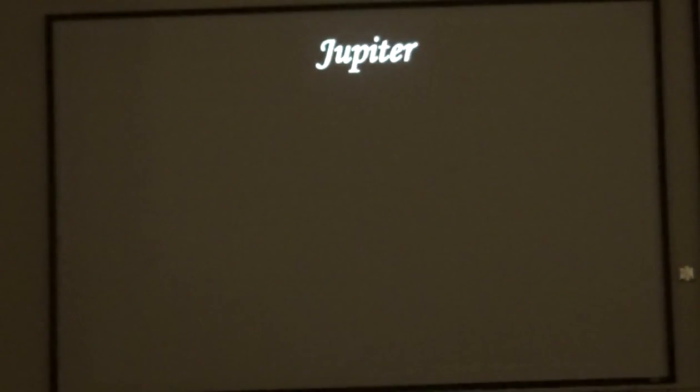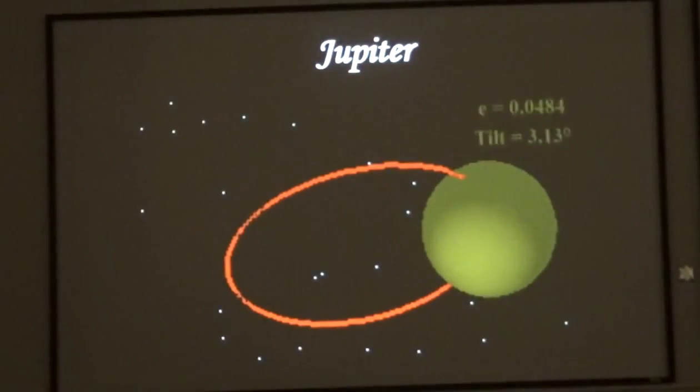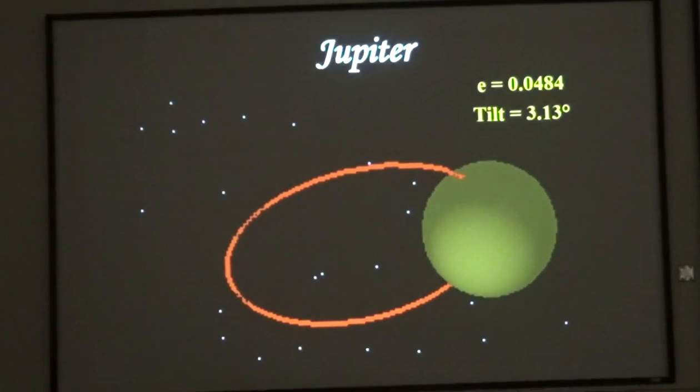So looking at Jupiter, there again, it's got an eccentricity of 0.04 something, which is more eccentric than Earth, but with a tilt of only 3 degrees, that's virtually negligible. So the one-sided wave is the one that dominates in that case.